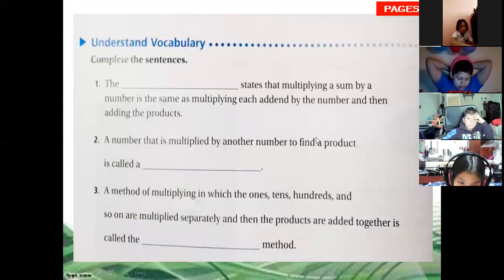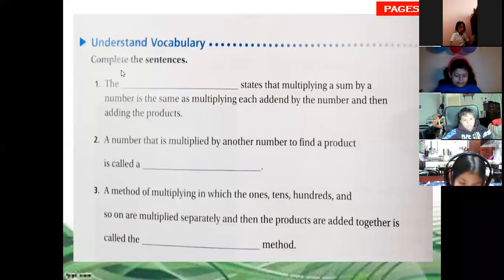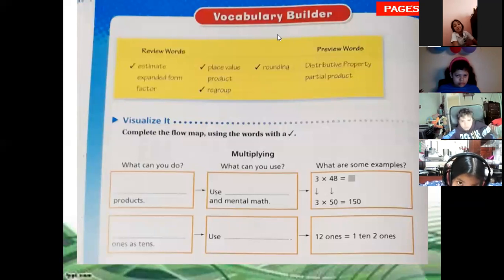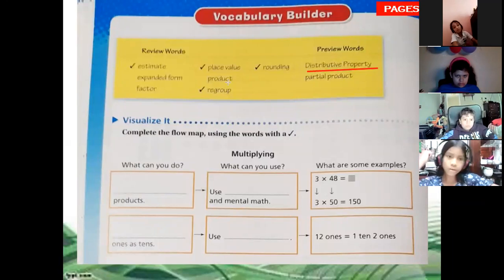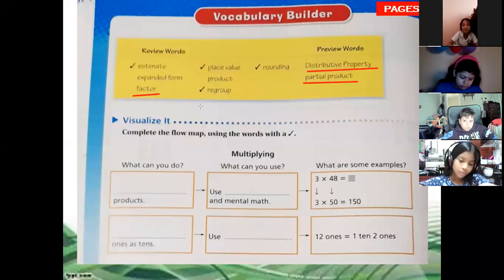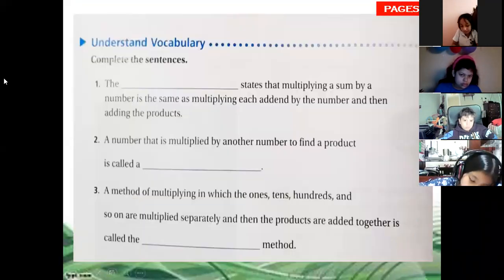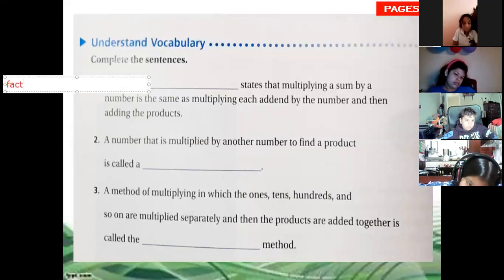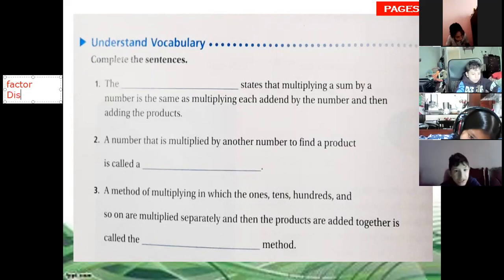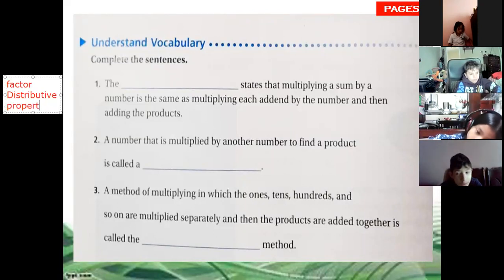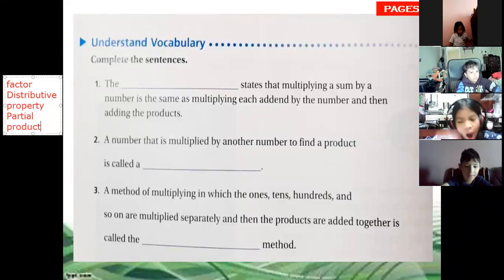The last part in this page, 46. Understand vocabulary. Complete the sentences. We're gonna use these words: distributive property, partial product, and factor. These three words are the answers down. So let me write them here: factor, distributive property, and partial product. Okay, those are the three words we're gonna use.